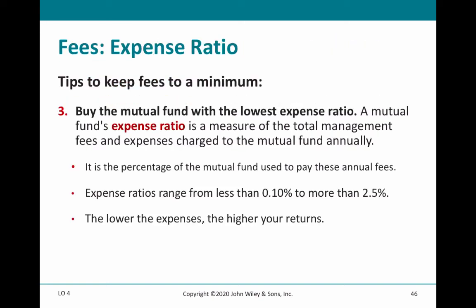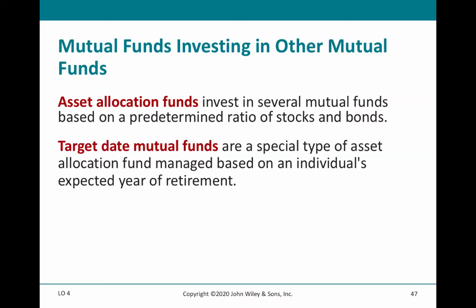Look for the lowest expense ratio. You will get to see these when you make stock investments. Look for the lower number. You're looking for something that's 0.0 or 0.2 or lower. Don't go any higher than that, because the lower your expenses, the higher your returns will be.